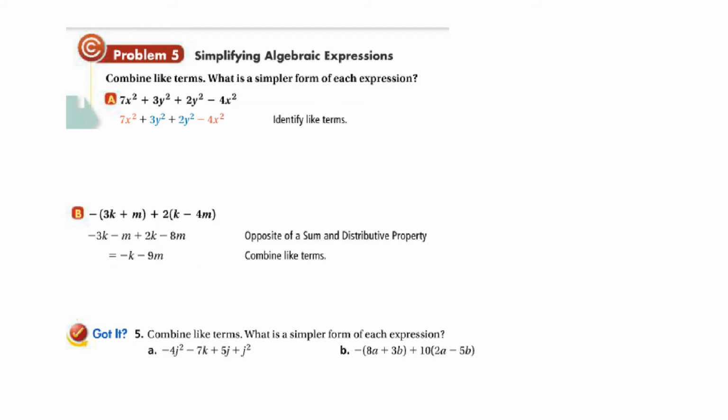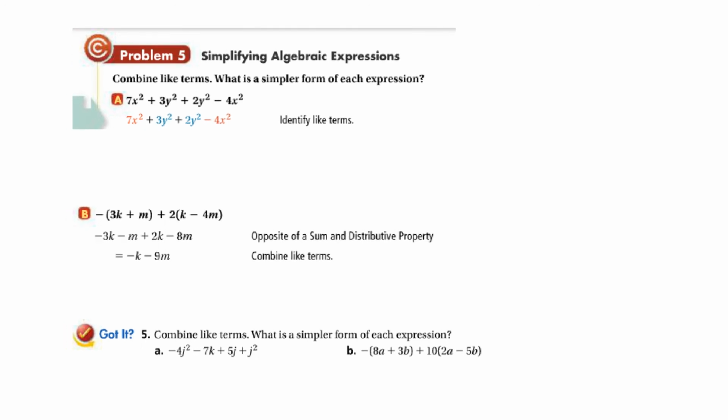So in this problem 5, we're going to actually simplify some algebraic expressions. We're going to combine our like terms to come up with the simpler form of the expression. So in example A, I can combine 7x squared with negative 4x squared, and that gives me 3x squared. Then I can take 3y squared plus 2y squared, and I get 5y squared. So that would be the simpler form of the original expression. I combined the like terms.